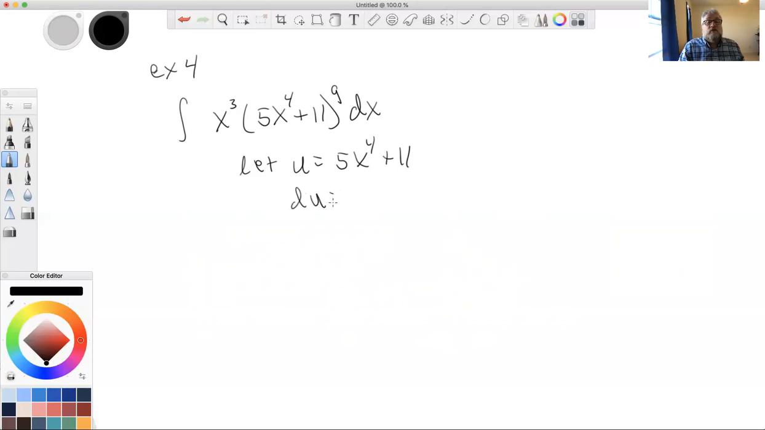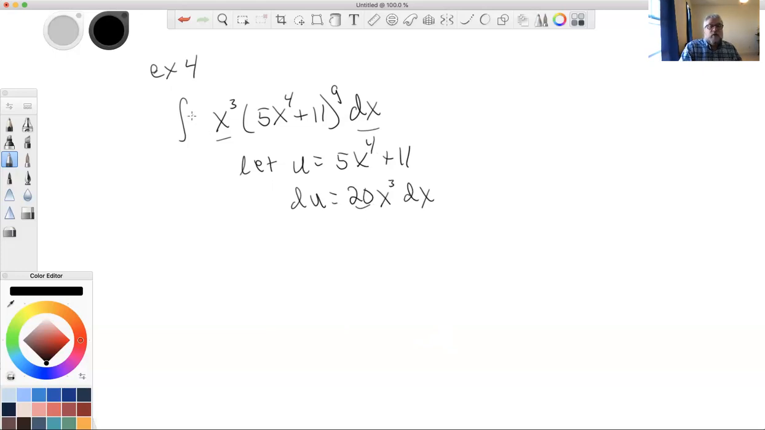And then du is going to be the derivative of this. So that would be 4 times 5 is 20x cubed, plus the derivative of 11 is 0, so 20x cubed dx. Do we have a 20x cubed here? We've got an x cubed. That's good. We've got the variable. We've got our dx here. We don't have a 20.